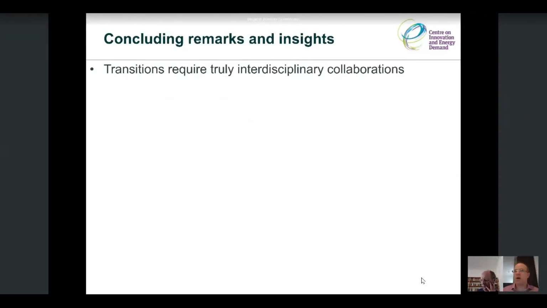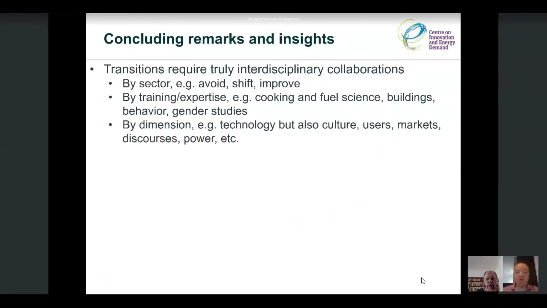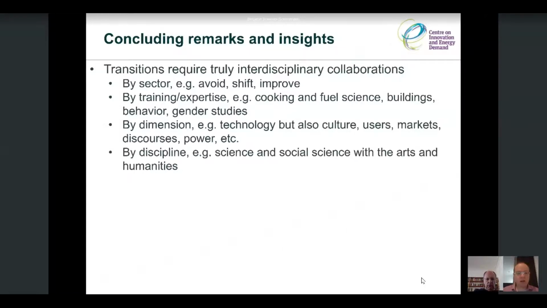Remember my point as well about transitions requiring interdisciplinarity. I think this is very true, whether it's by sector, right, transport and food and electricity, or by training, i.e. fuel science, buildings, and gender, or things like dimension, this is the MLP, culture, industry, markets, user, discourse, or whether it's things like including justice and the arts and humanities and ethics.